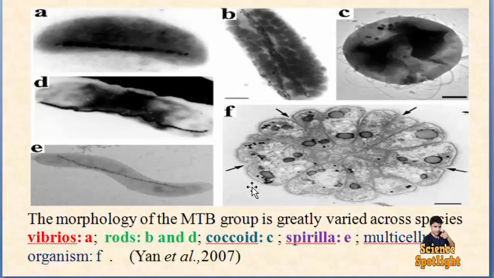And we all know that all the bacteria existing on this earth have diverse morphological shapes, like rods, cocci, where rods means rod-shaped bacteria and cocci means round. Just like that, in this group also there are many different morphological groups, with important shapes like vibrio, rods, cocci, spirilla, and some multicellular organisms. We can see all the types of pictures here.